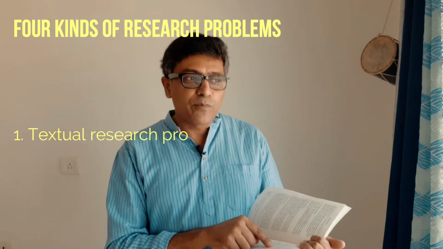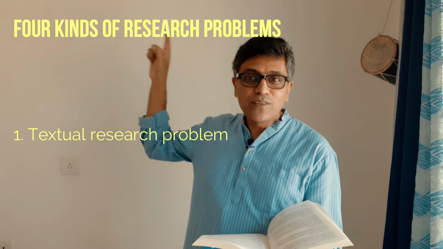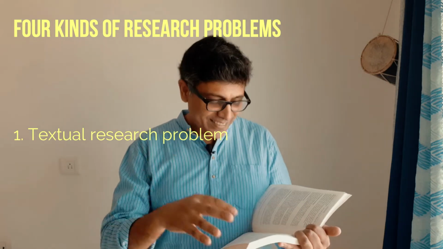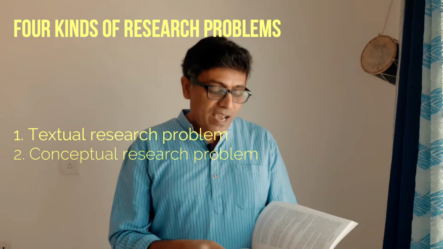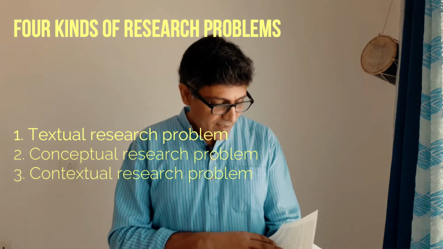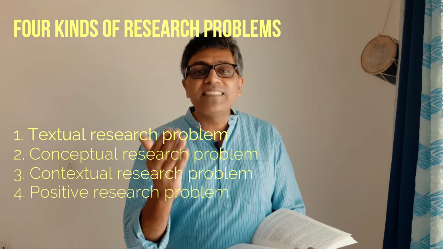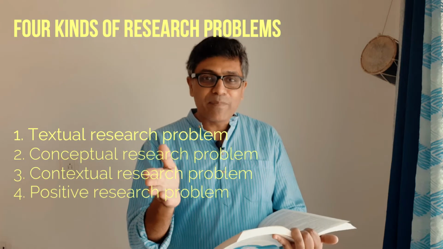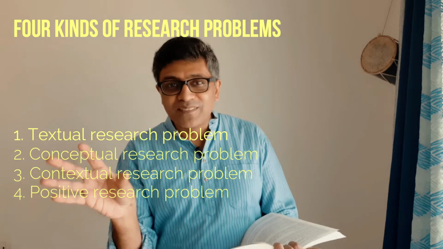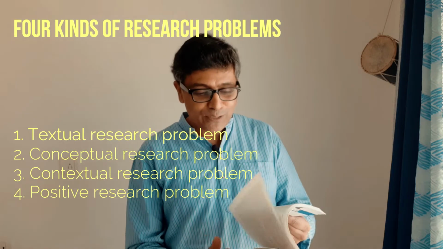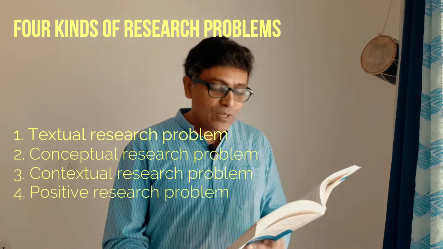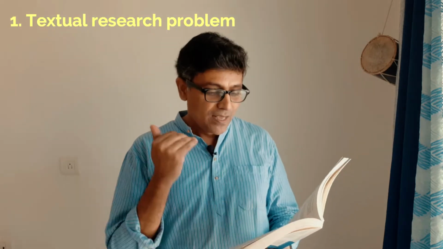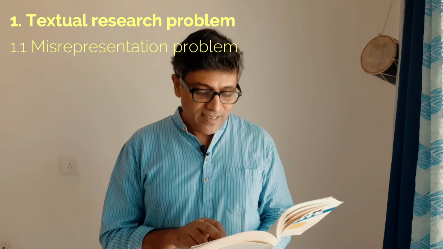There's a textual research problem. So I'll just note it here, over here, you'll see it come up. The textual research problem. Then we have the conceptual research problem. Then we have the contextual research problem. And finally, we have a positively stated research problem, if that makes sense. A positive research problem. Okay, so these are the four problems, and I'll show you, according to this book, what these four kinds of problems are. So let's go to the textual research problem. The first kind of textual research problem is misrepresentation.